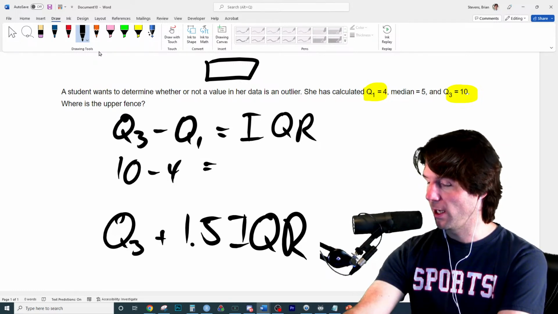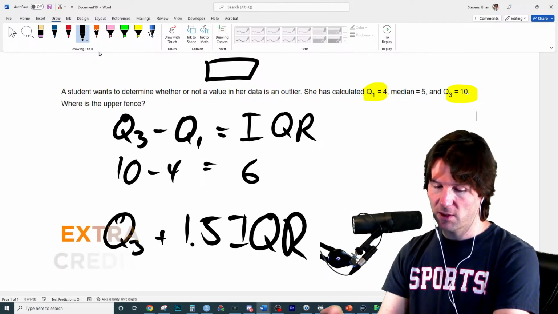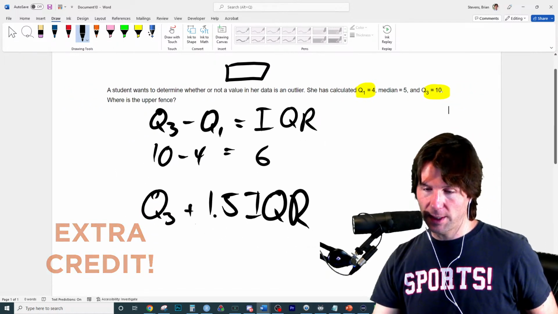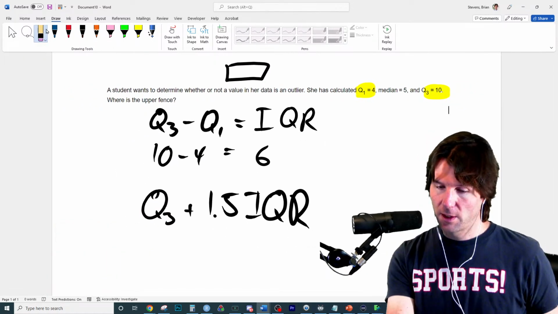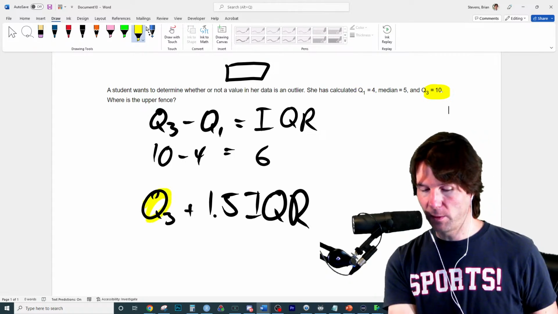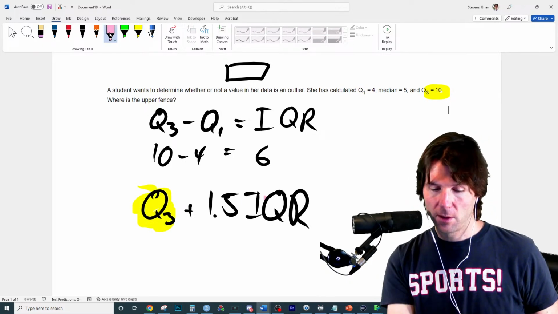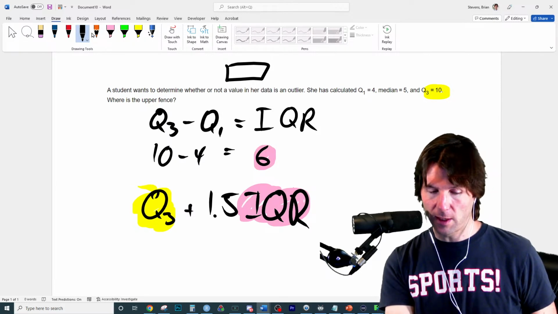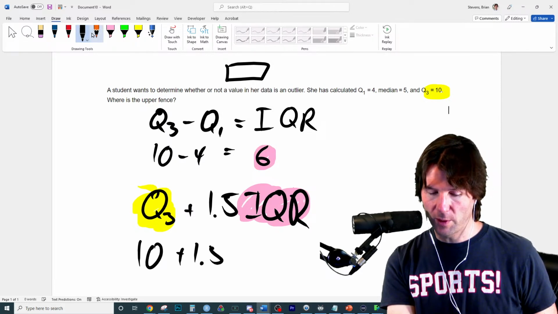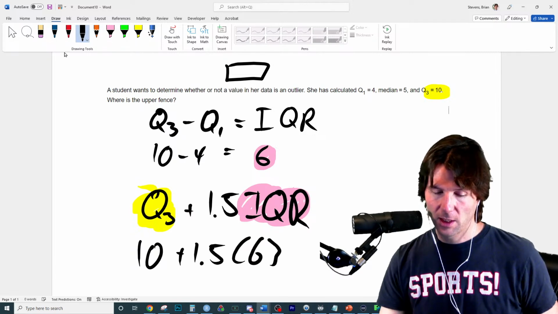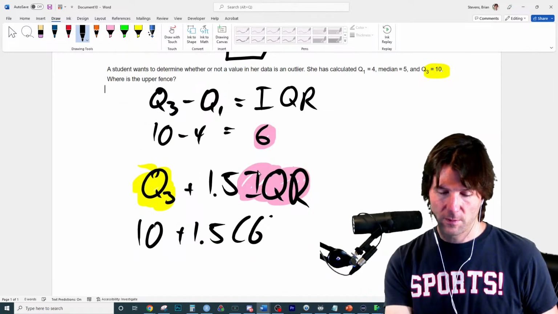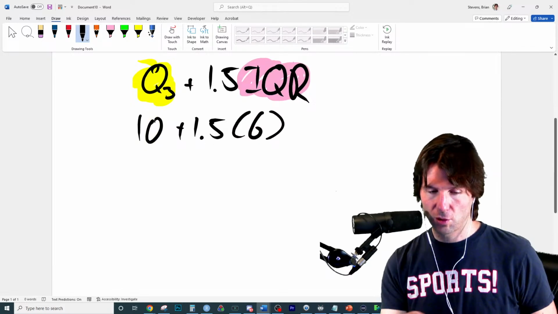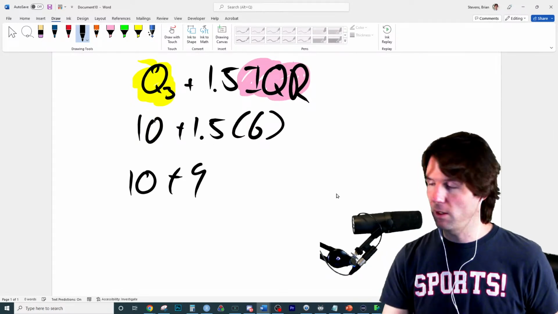Good answers, everybody in the chat. So now we know this is 6. Now that we know this is 6, we can just plug in our numbers. We took Q3 minus Q1. We take Q3 right here. We have IQR right here. So we plug in our values. 10 plus 1.5 times 6. 10 plus 9 equals 19.